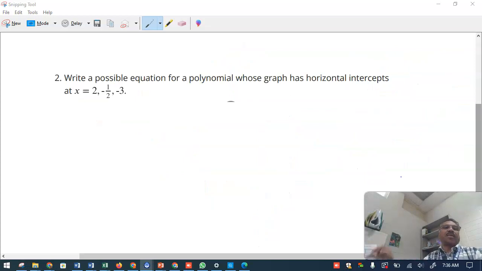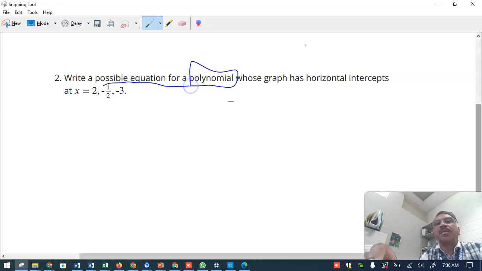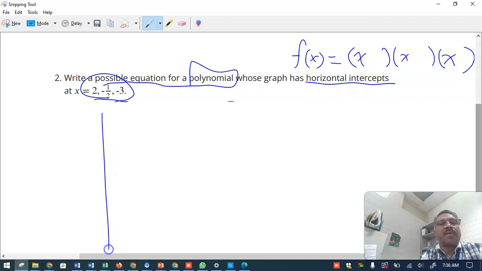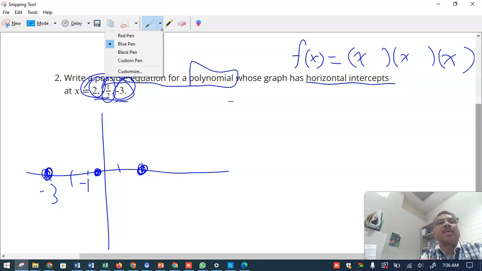In this question, you are supposed to write an equation for a polynomial. So write a possible equation for a polynomial. It means we need to write something like this. And because there are three of them, I'll have three parentheses and put x, x, and x. The horizontal intercepts are these, which basically means the graph crosses at 2, minus half, and -3. So these are the three places the graph crosses, the horizontal x-intercepts.